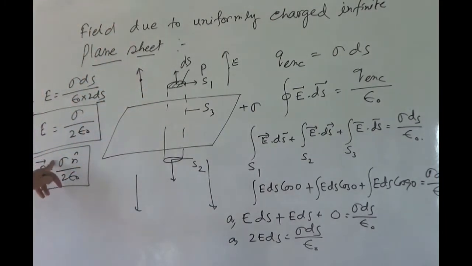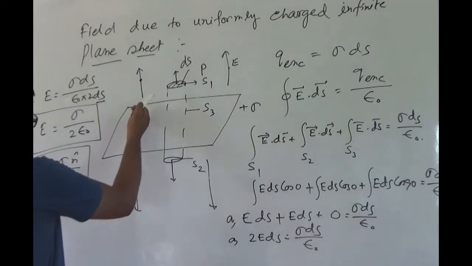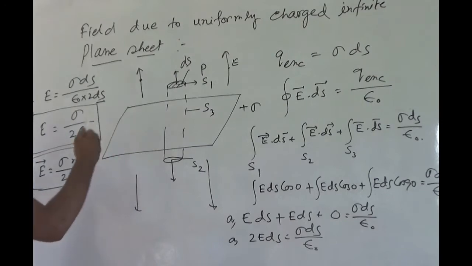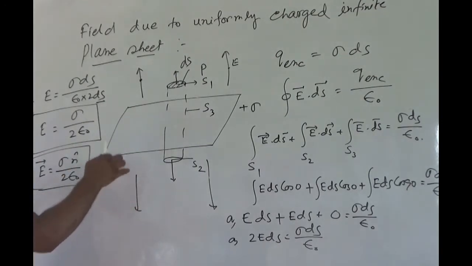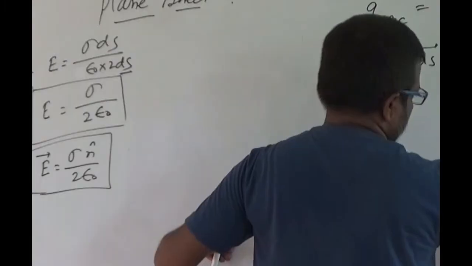If sigma is plus, then it will be away. If sigma is minus, then it will be towards the surface. That means if the plane sheet is charged with minus sigma, then field lines will be towards the plane sheet.